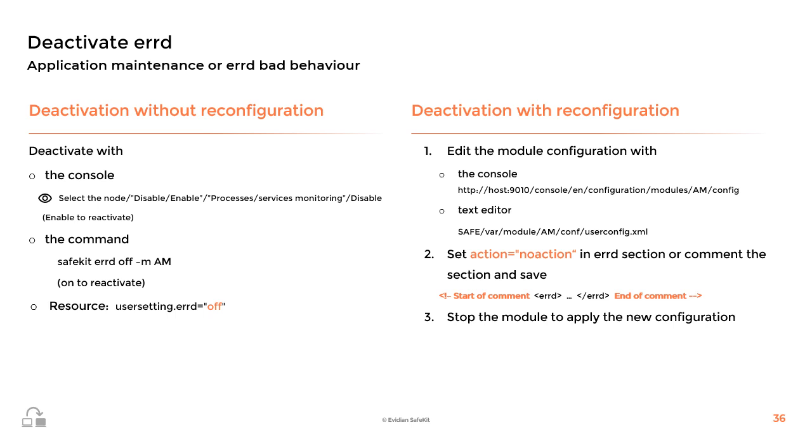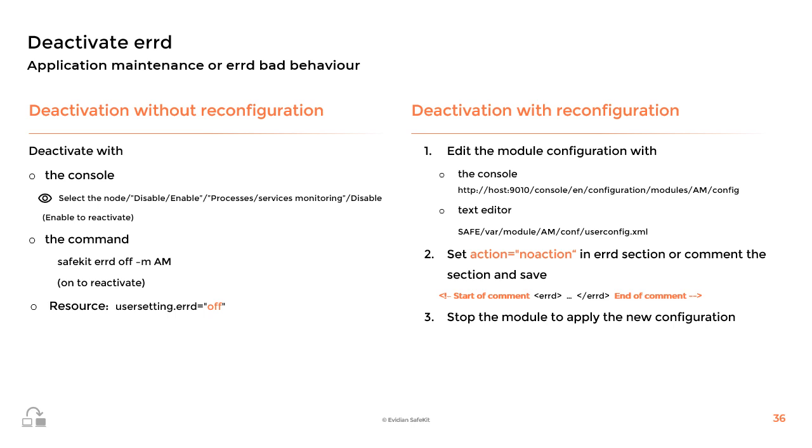Let's now examine the issues that may arise with checkers. For maintenance operations that require stopping the application monitored by SafeKit, it may be necessary to disable process monitoring to avoid an automatic restart triggered by AirD. This might also be the case if AirD triggers automatic restarts that are not desired by the user. Firstly, let's examine how to deactivate AirD without reconfiguring the module.